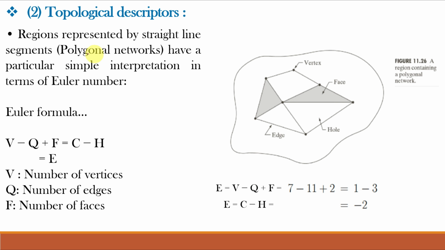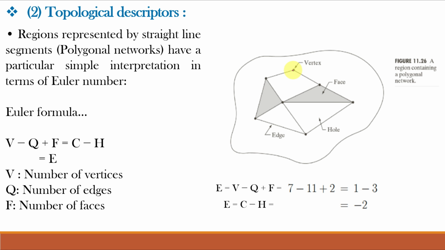And also for polygonal networks, the Euler formula is given by E is equal to V minus Q plus F, where V is the number of vertices of the polygon, that is the number of corners of the polygon, Q is the number of edges of the polygon, and F is the number of faces of the polygon. Okay, so for this particular figure, these are the vertices, this and this one. These are the edges, these lines. This is the face, which is shown with gray color, and these are the holes, 1, 2 and 3, the white colored holes.